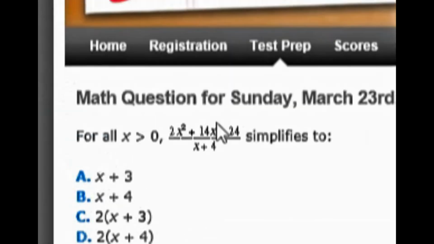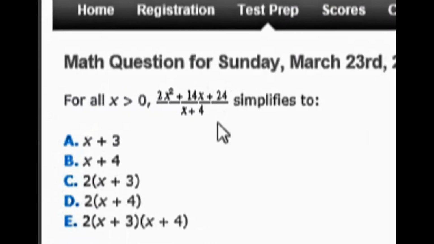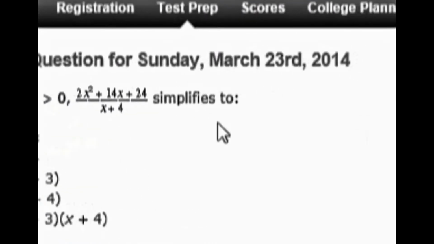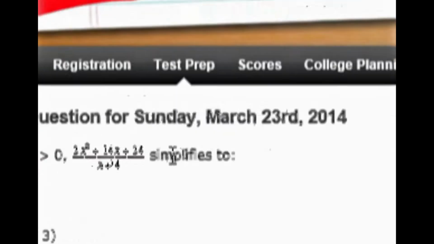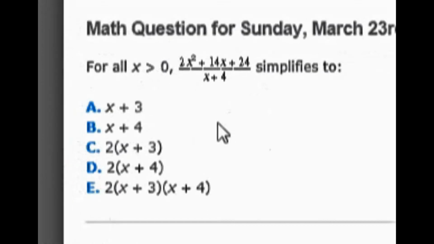Okay, guys, you are in the ACT questions. So today it's March 23rd, 2014. So this is the ACT questions of the day. This is a math question. So they ask us to simplify these expressions. We're gonna do this together. Okay, let's do it.